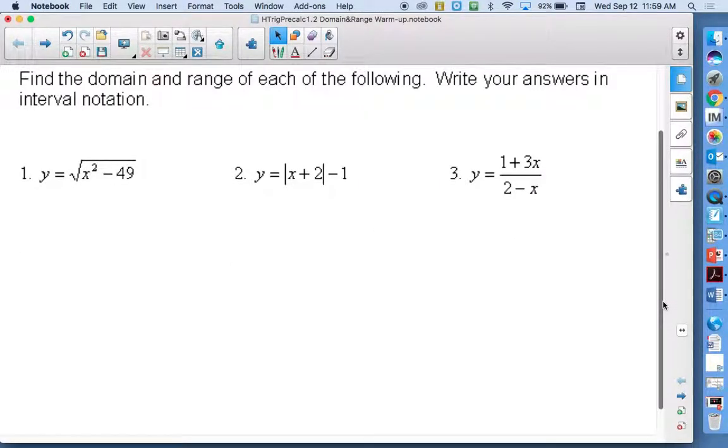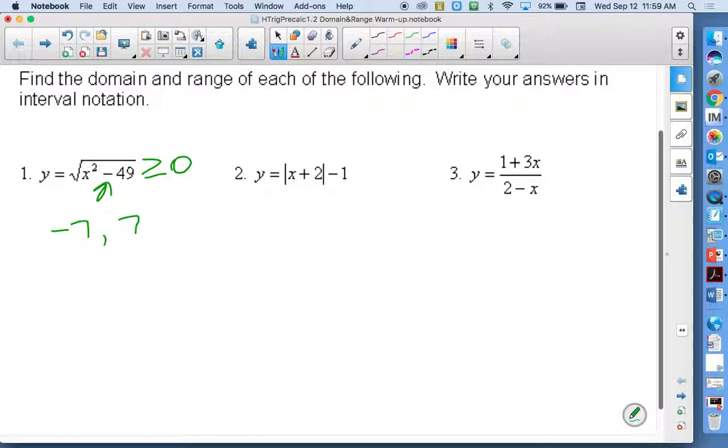x squared minus 49. So David, anytime you have a square root, it has to be what? Positive. Which means it has to be greater than or equal to 0. So underneath, if you solve that little equation, David, what does it give you? -7. Yeah. So when you solve this, it gives you -7 and +7.